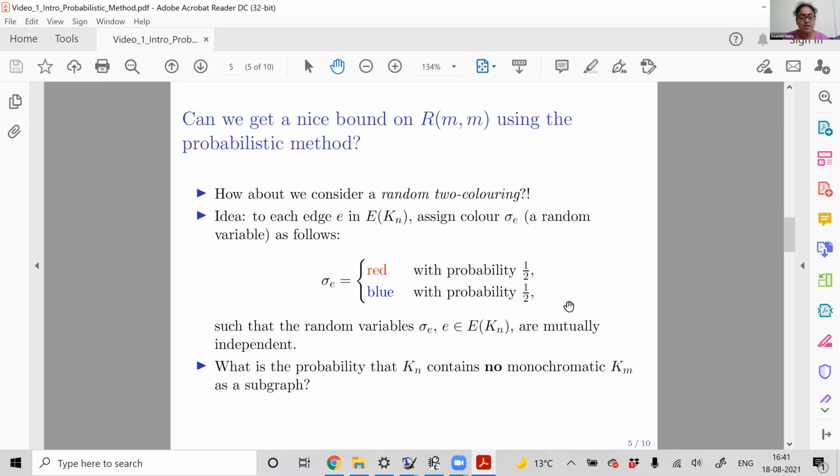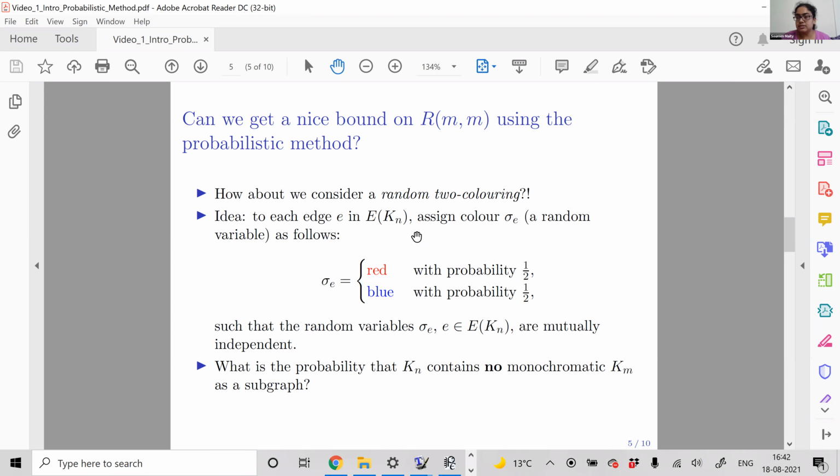So what am I going to do with this idea? The idea is that I'm going to resort to a random 2-coloring. That means that every edge is being assigned a random color out of red and blue. Each edge e in capital E of K sub n, the set of all edges of K sub n, is assigned a color sigma sub e. Sigma sub e is a random variable.